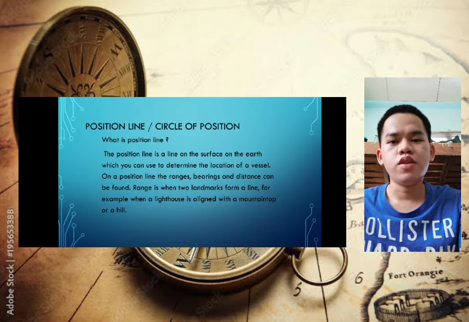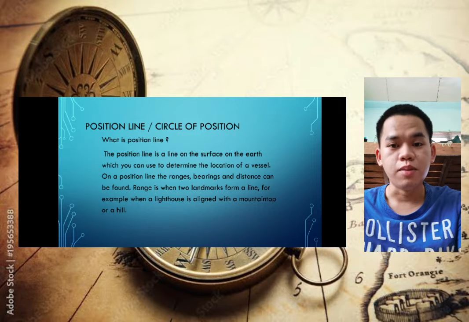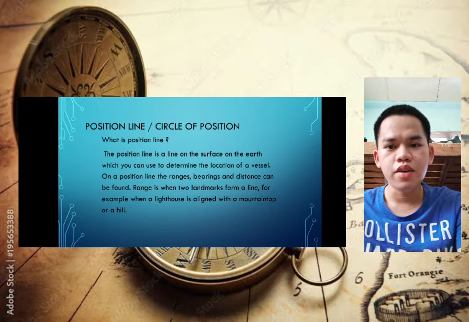First is position line or circle of position. What is a position line? The position line is a line on the surface of the earth which you can use to determine the location of a vessel. On a position line, range, bearing, and distance can be found. Range is when two landmarks form a line, for example, when a lighthouse is aligned with a mountain top or a hill.